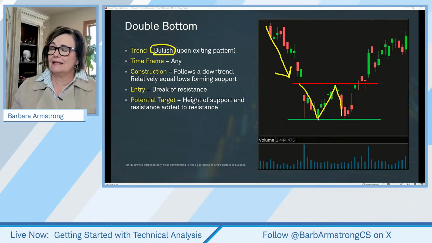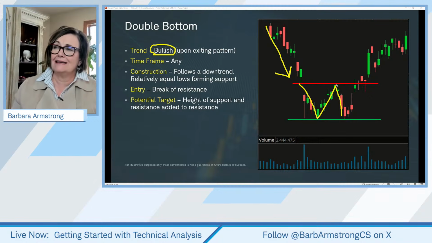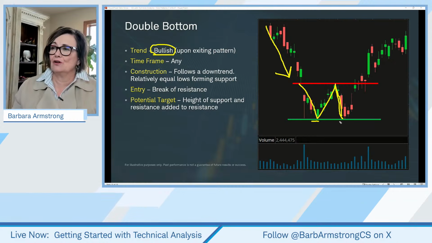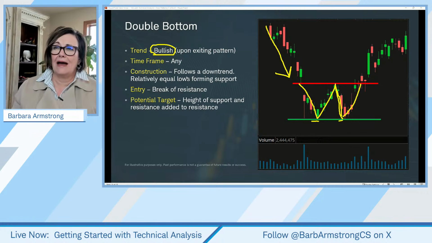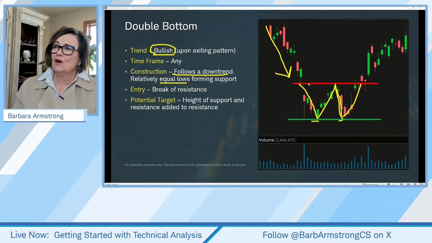It comes down, hits a bottom, comes up, and then just can't continue the climb up, and comes down again and hits a similar bottom. And we call that a double bottom pattern. It usually follows a downtrend where you're now looking at equal lows. And then what are we looking for? We're looking for a break above this resistance line.